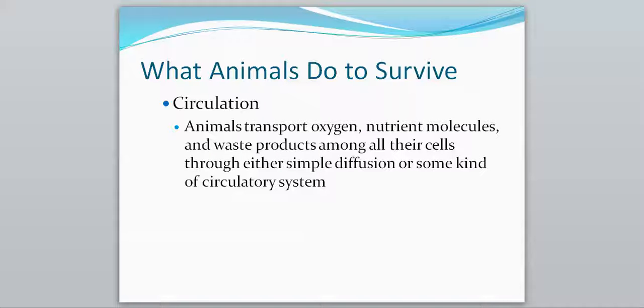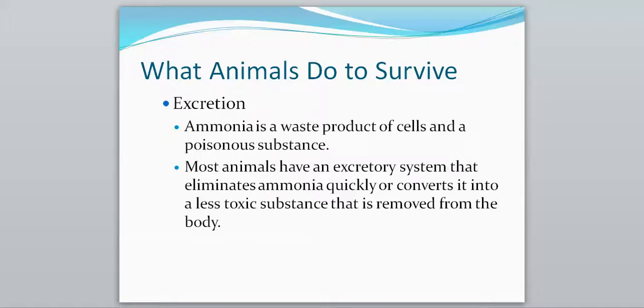Circulation is going to be described by the fact that animals will transport oxygen, nutrient molecules, and waste products among all their cells through either simple diffusion or some kind of circulatory system. So they have to get oxygen in, they have to transport nutrients, and they have to get waste out in some way, shape, or form.